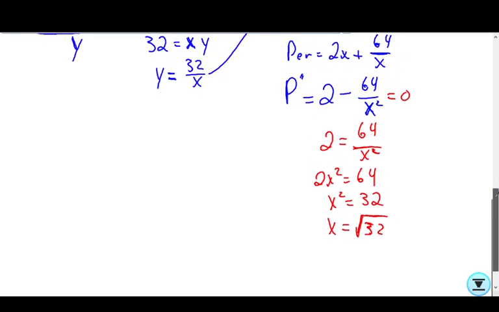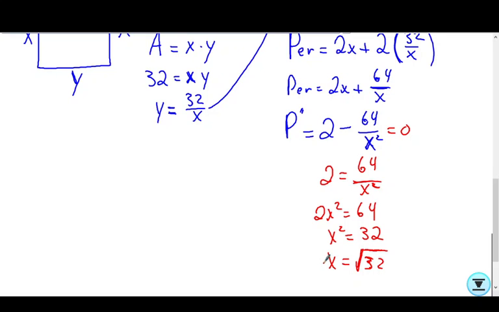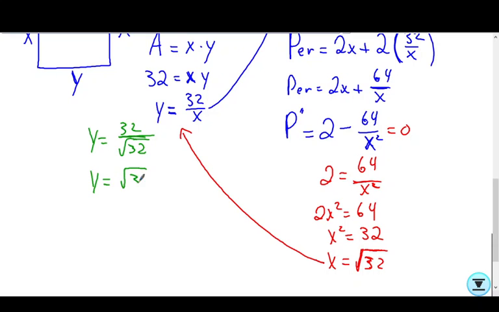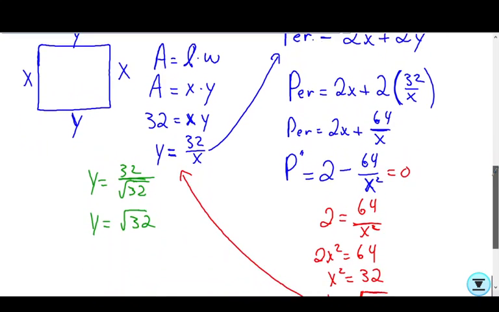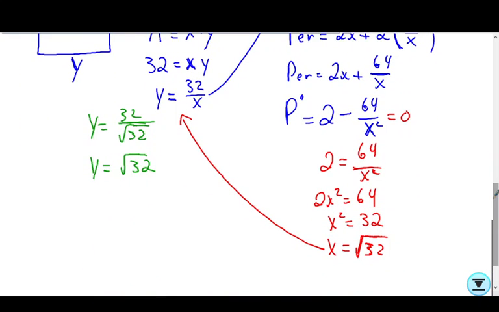So again, we take this to find my other dimension. I use that equation, so y equals 32 over the square root of 32, which means y also equals the square root of 32. Then, what does it say? Find the length and the width of the rectangle, so we're done, because we found the length and the width. The length is the square root of 32, and the width is the square root of 32.